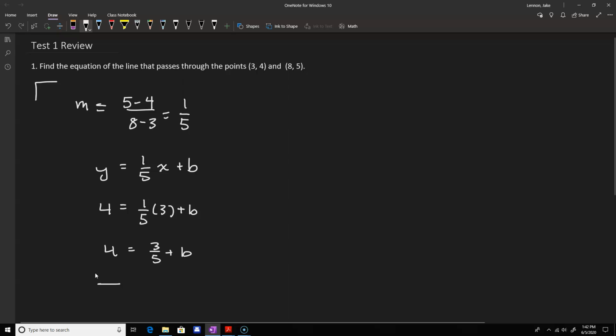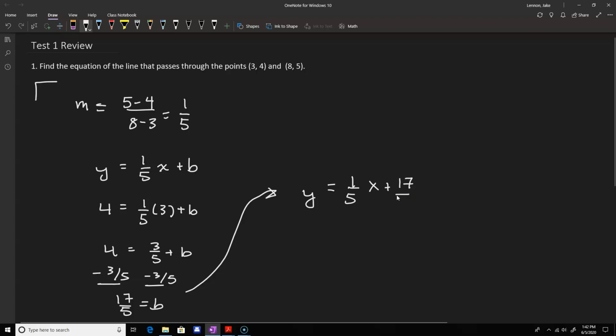And we want to subtract 3/5. So we end up with 17 over 5 is the value of b. So our line has equation y equals 1/5 x plus 17 over 5. And that's it for that one.